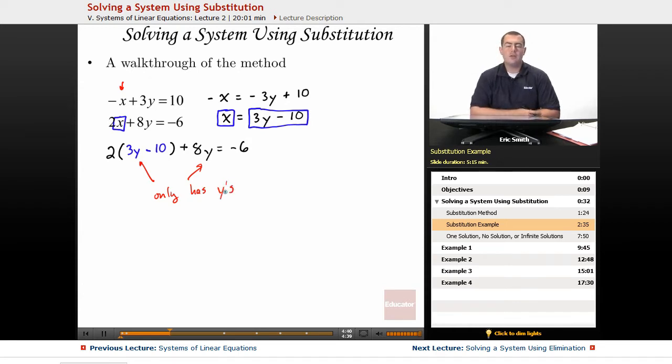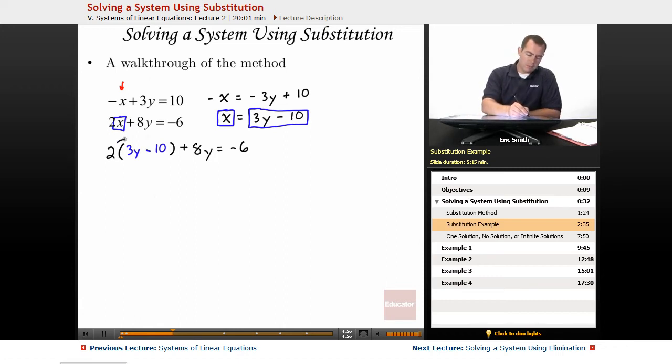Since this new equation only has y's in it, we'll be able to solve for y and figure out what that is. We still have a little bit of work to do. Of course, we'll have to simplify it and combine terms, but we'll definitely be able to solve for that y. So let's give it a shot.